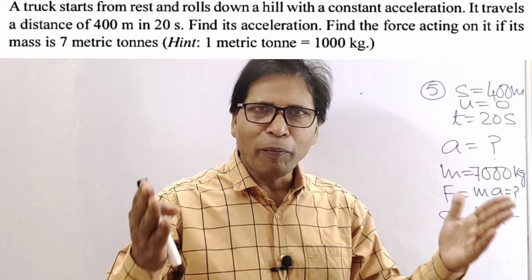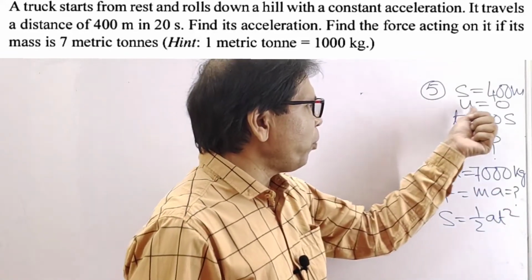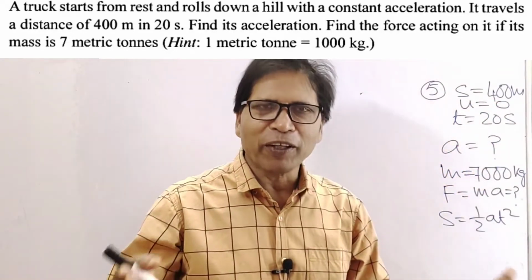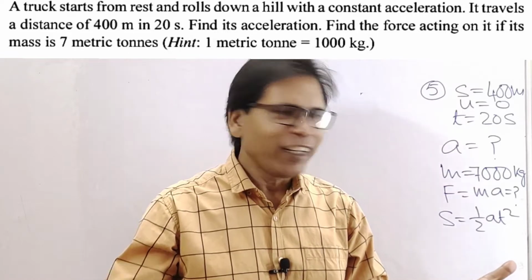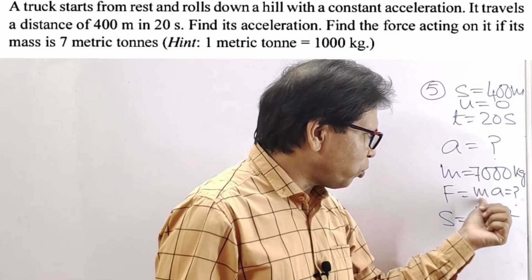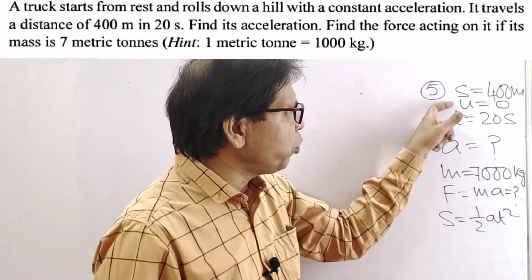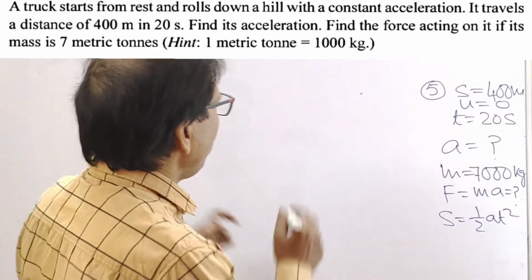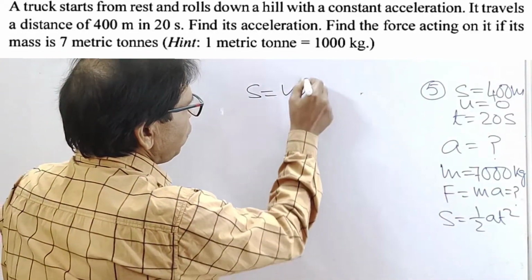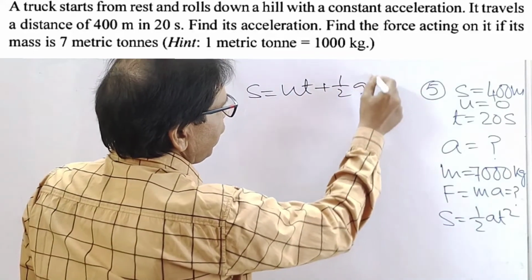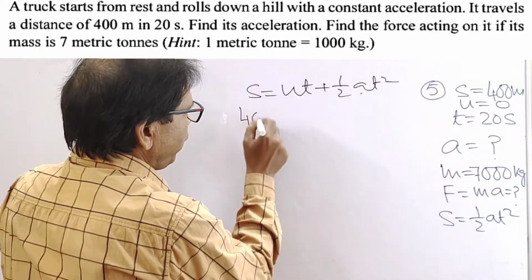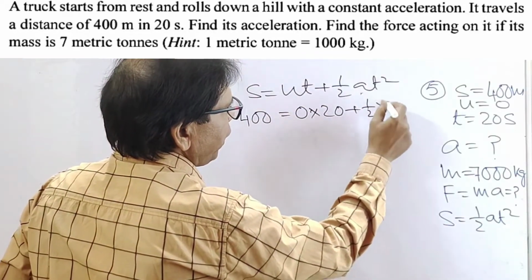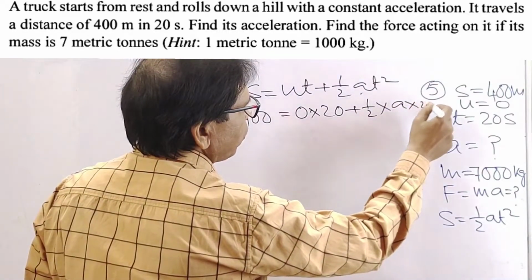A truck of mass 7 ton rolls down from rest to a distance of 400 meter in 20 seconds. We have to calculate the acceleration of the truck, and finally we have to calculate the force, mass into acceleration. Now here u is given, s is given, t is given, we have to calculate acceleration. Now the formula is s equals ut plus half at square. Now here s is 400 meter, u is 0, t is 20, plus half into a, which is the question mark, and 20 square.